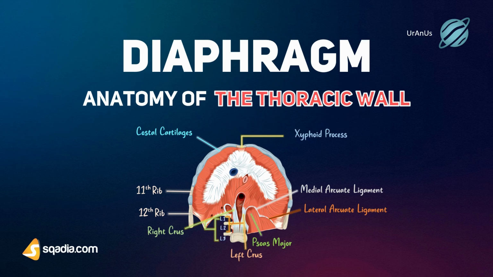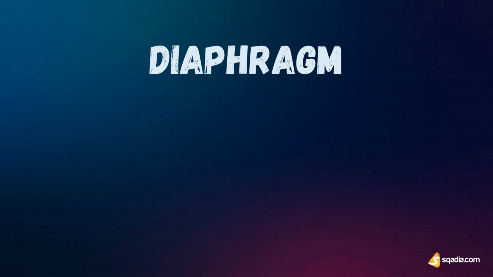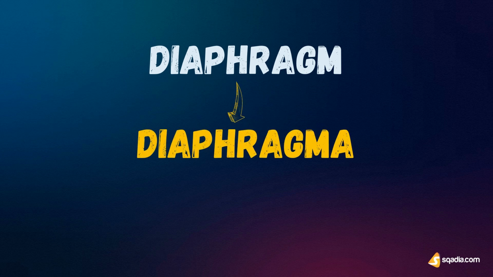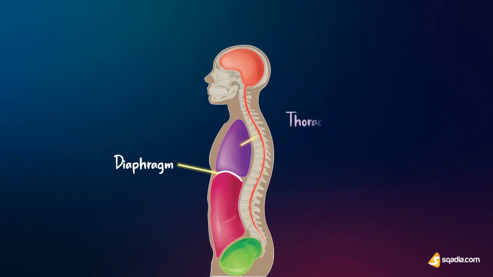The diaphragm is a thin musculo-tendinous structure. The word diaphragm is actually derived from the Greek word diaphragma, meaning partition. Why partition? Because the diaphragm separates the thoracic and abdominal cavities, so it acts as a partition between them.